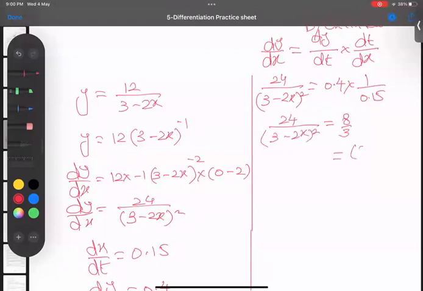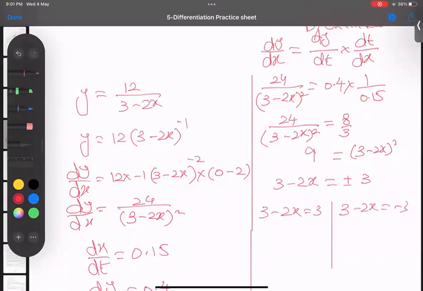Cross multiply: (3 minus 2x) to the power 2 equals 8 by 3 multiplied with 24. 24 times 3 divided by 8, and I get 9. Now take the root of both sides, and don't forget, when I take the root of both sides, we are bound to write plus and minus 3. So 3 minus 2x is equal to positive 3, and 3 minus 2x is equal to negative 3. So 2x is equal to 0, and x becomes 0. And this becomes 2x is equal to 6, and x becomes 3.